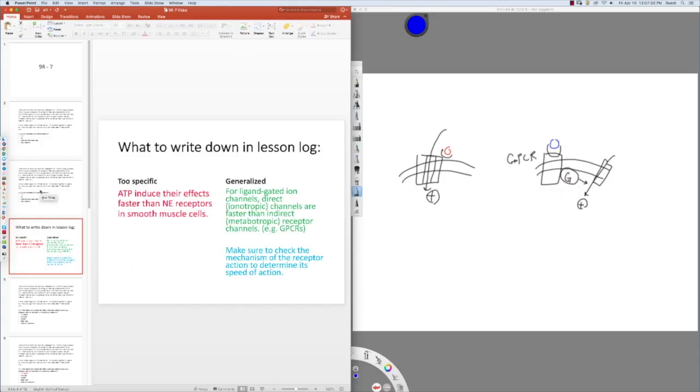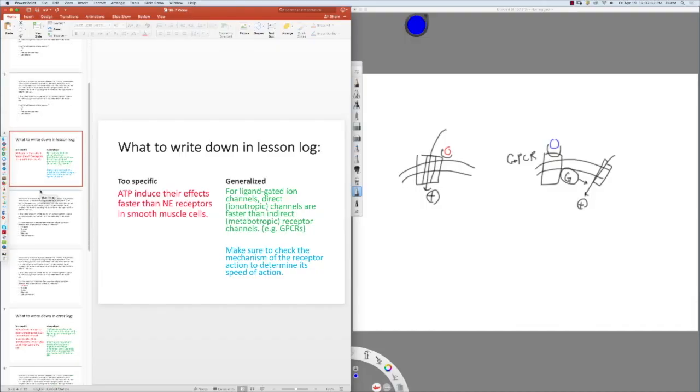Now let's see what we can take away from this. In terms of the lesson that we're learning, ATP induces its effects faster than NE receptors in smooth muscle cells. I meant to write ATP receptors. The comparison between ATP and NE receptors is completely true and correct, but we can only use this if the problem specifically asks us to compare the speeds of ATP receptors and NE receptors. That's not always the case. We need to be able to compare the speeds of any pairs of receptors that are presented in the exam.